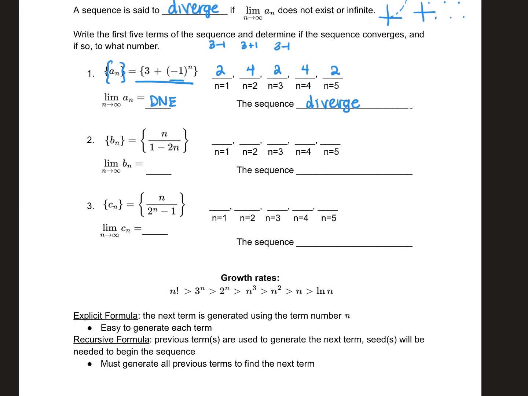Same thing with number 2. We're going to go number by number. So if n is equal to 1, you're going to get 1 over negative 1. If n is equal to 2, you're going to get 2 over negative 3. For n equal to 3, you would get 3 over negative 5. And keep going.